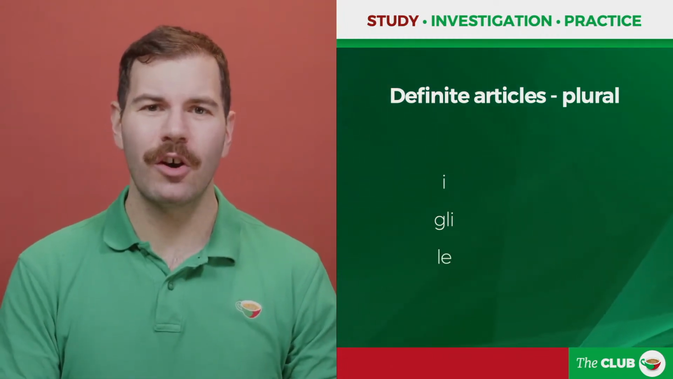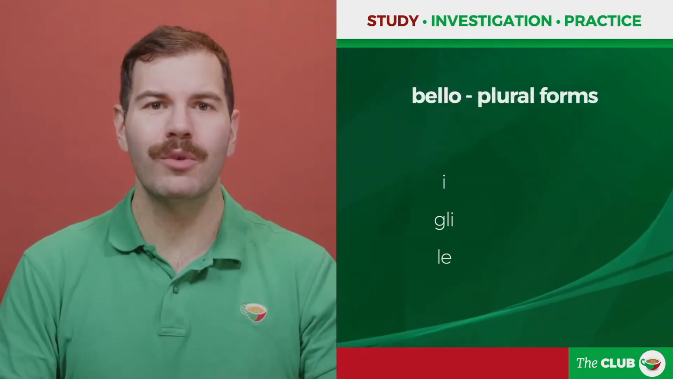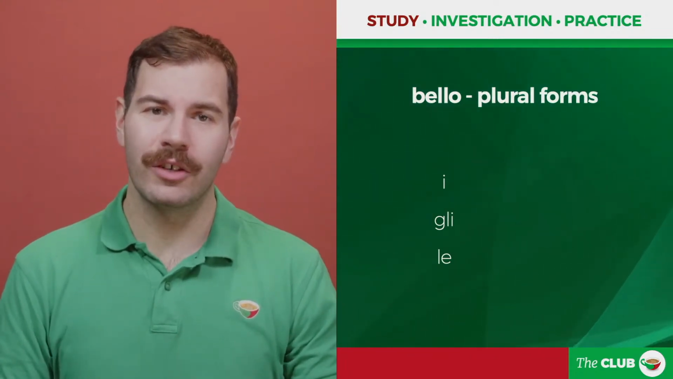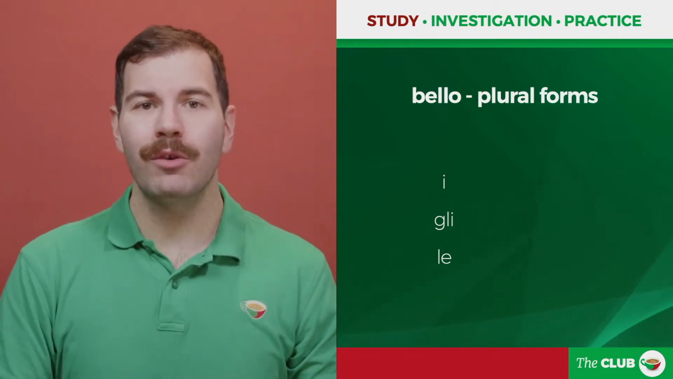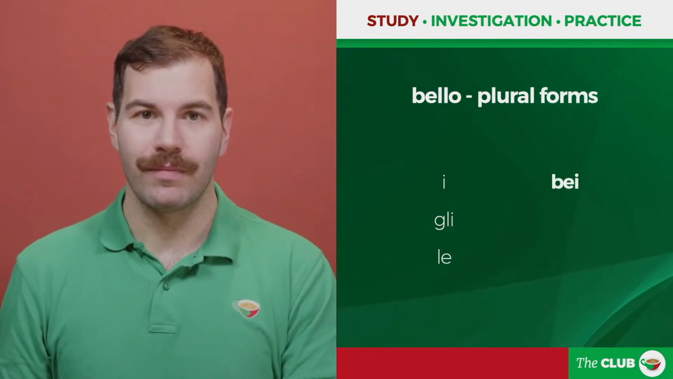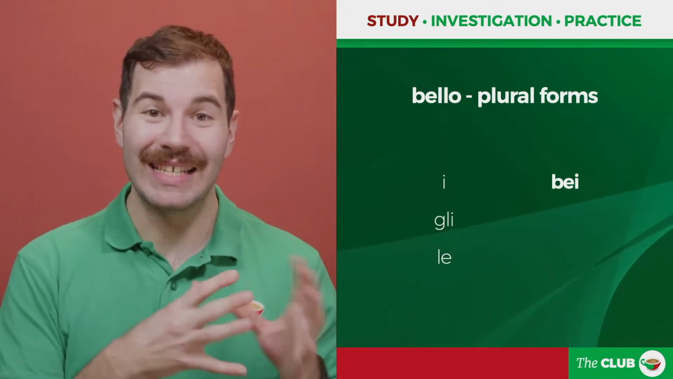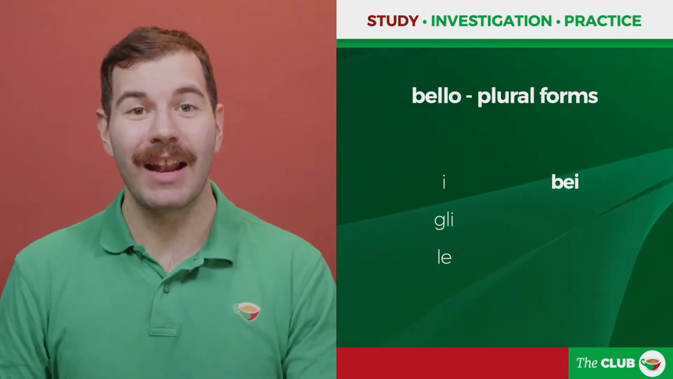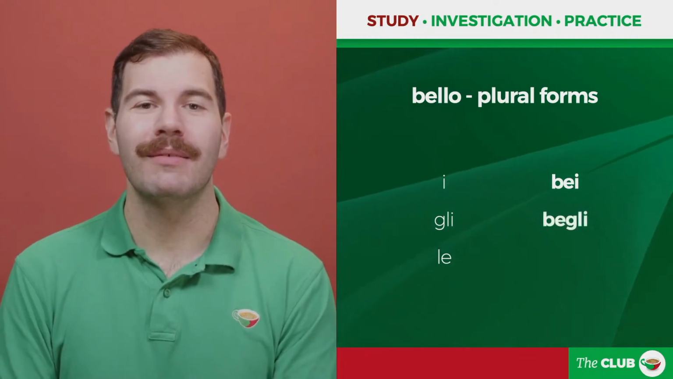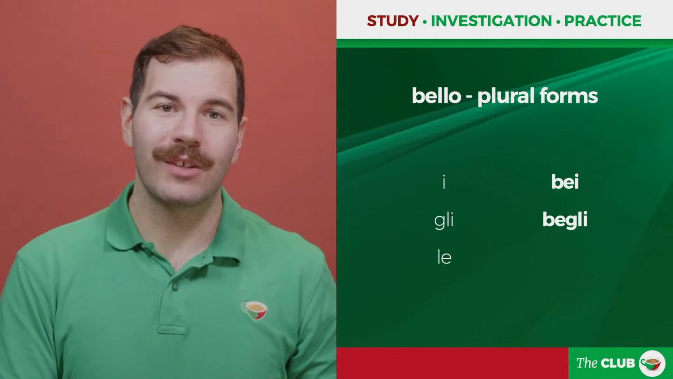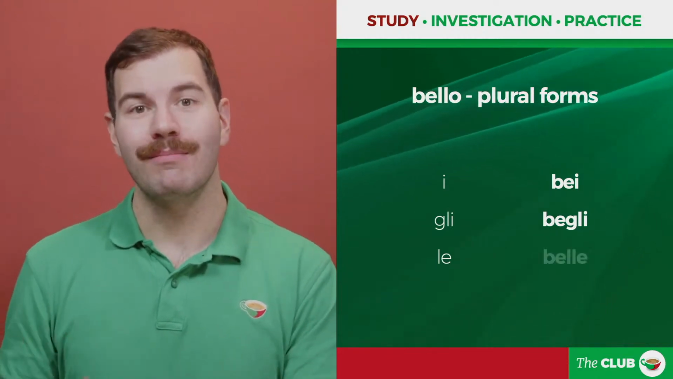Now let's see the forms of bello we would use for plural nouns in Italian. So if a noun is introduced by i, it will be bei. If a noun is introduced by gli, the bello form is going to be begli. And for nouns introduced by le, it's going to be belle.